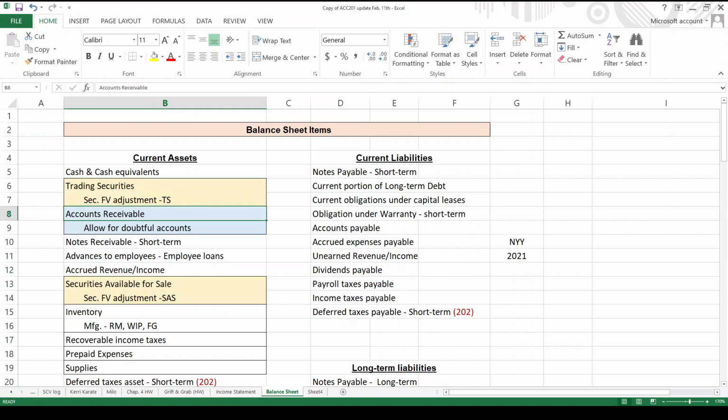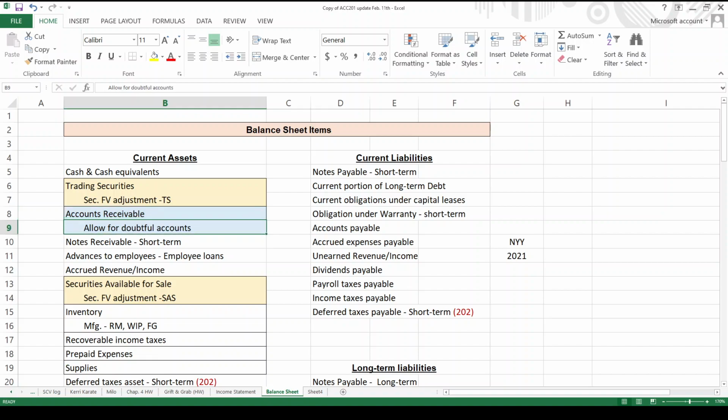Accounts receivable, we know what that is, right? You sell a product or a service and you are allowing the customer or client to pay off at a time beyond the original sale date. So we have an account receivable.